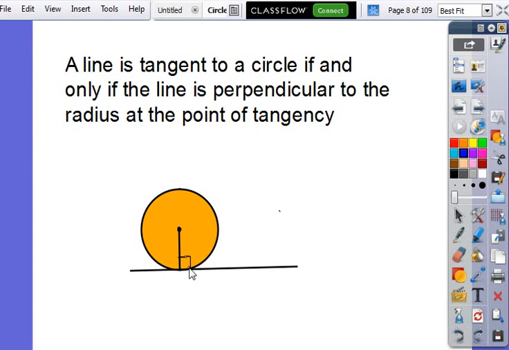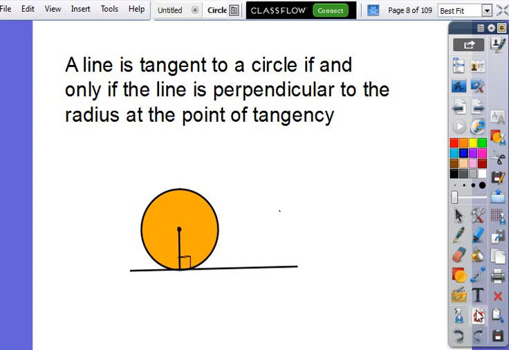Now, I do want to talk about this. When it says if and only if, that means the rule that they're talking about can be reversed. So, a line is tangent if it's perpendicular, if it makes a right angle. But then I can turn it around and say if it makes a right angle, then what do I have to know? Then it's got to be tangent. So it's tangent if it makes a right angle, but it's a right angle if it's tangent. Those rules switch. If you see a right angle, that's got to be tangent. If it's tangent, you know it's going to make a right angle.